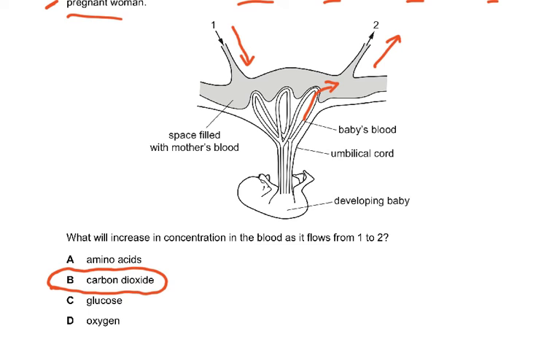So glucose would also be less because the glucose from the mother's blood has been taken by the fetal cells, and the oxygen would also be less. So what will increase in concentration in the blood as it flows from 1 to 2? It will be the carbon dioxide, because the fetal cells are using up the glucose and oxygen, respiring and producing carbon dioxide, and so carbon dioxide is going to increase in this vessel which is leaving the uterus.